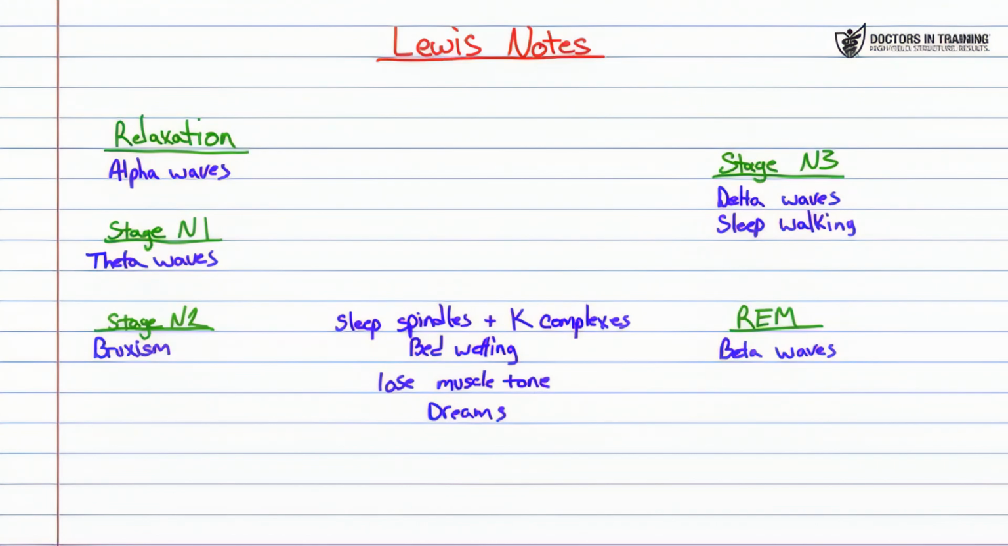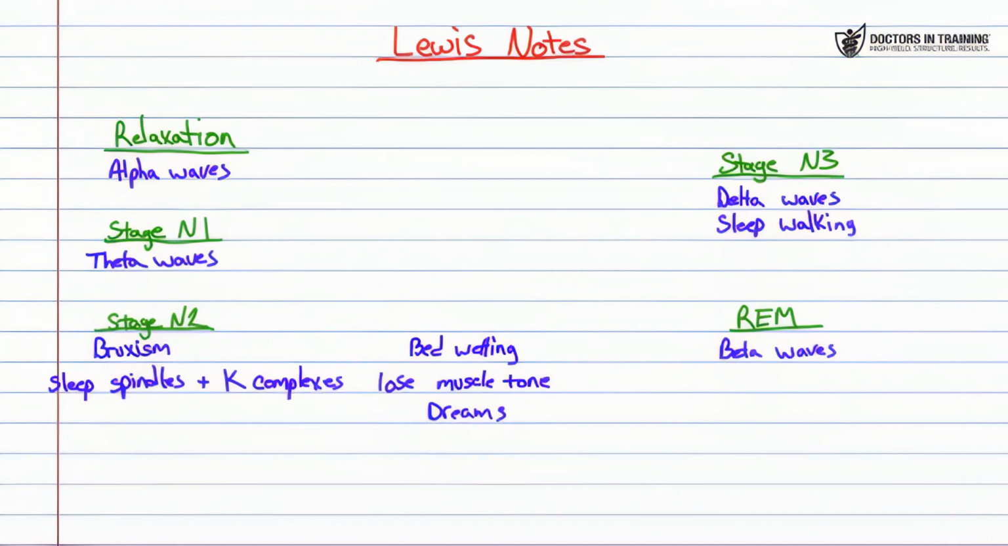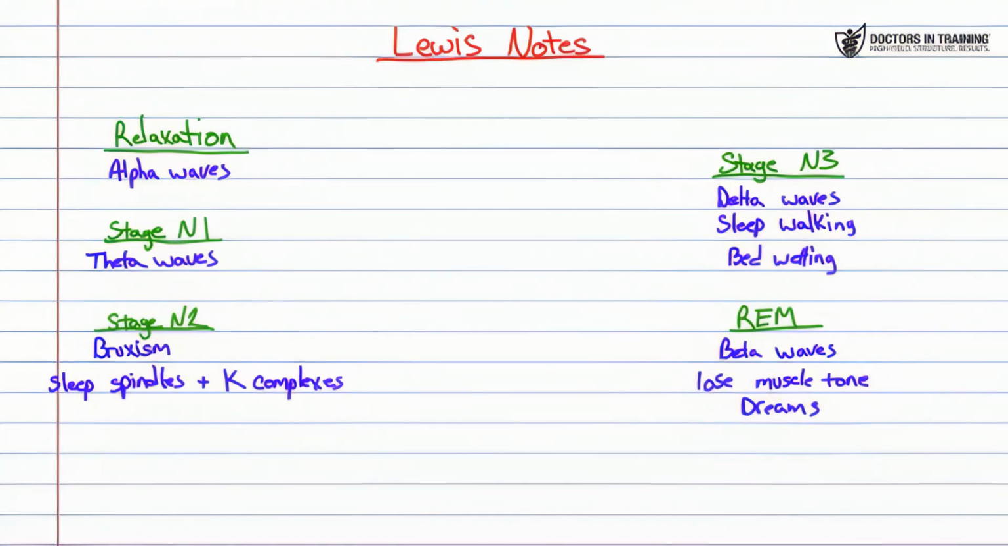What about your sleep spindles and K complexes? That's going to be over here in our stage 2 again. Bedwetting, where are you going to see all your bedwetting? Again, that's going to be over here in stage 3. Losing all of your muscle tone. Remember, that's going to be in your REM sleep, especially if you remember people with narcolepsy, when they just fall down without any muscle tone. That's because they're going straight into that REM sleep. And then where are we going to find our lovely dreams? We're going to find our lovely dreams over here in REM sleep again as well.